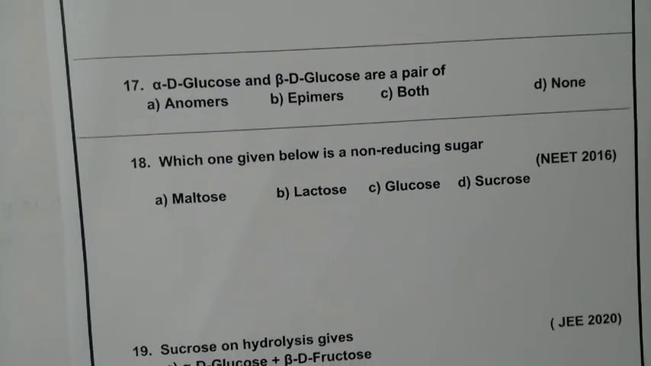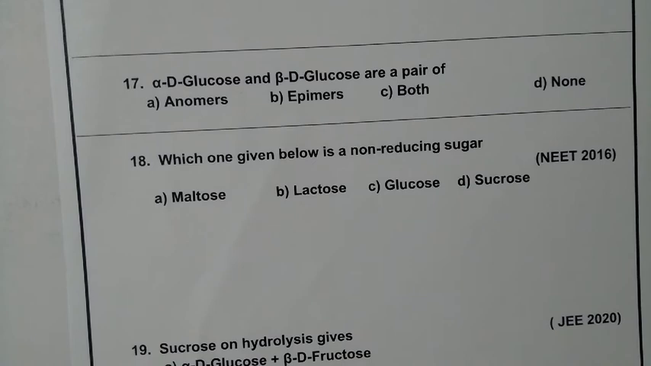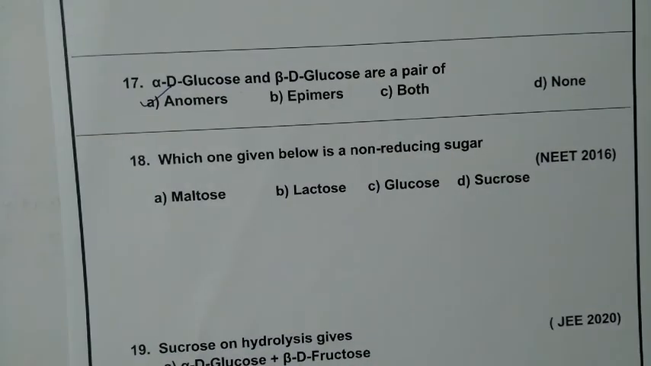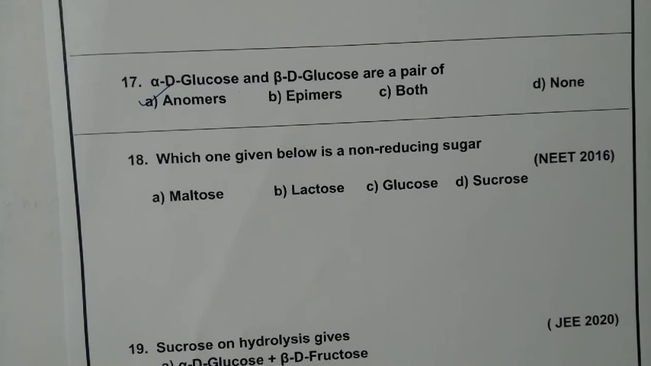Remember that one. Next one: alpha-D-glucose and beta-D-glucose are a pair of anomers. They are epimers also, but it is specifically mentioned as anomers because alpha and beta are meant for the first carbon atom. If the configuration is different at only the first carbon atom, then they are called anomers.